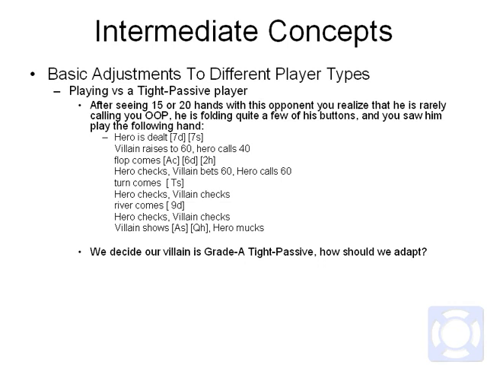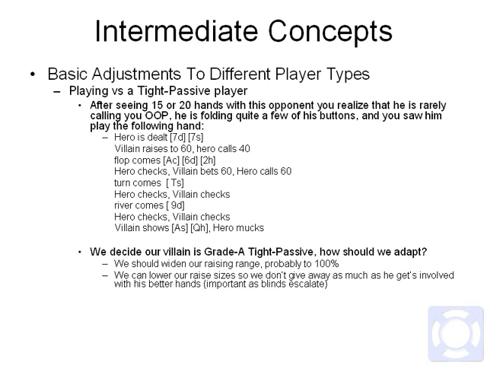Well, first of all, we should widen our raising range, probably to 100%. We've seen him fold quite a few of his buttons, and we've seen him fold quite a few of his hands out of position, and because of this, if he's not getting involved and he's playing his hands as passively as he is with his strong hands, then we're just going to be able to beat up on him by raising as much as we can before the flop. And by as much as I can, I mean frequency, not size, because actually we want to lower our raise sizes so we don't give away as much when he does get involved with his better hands.